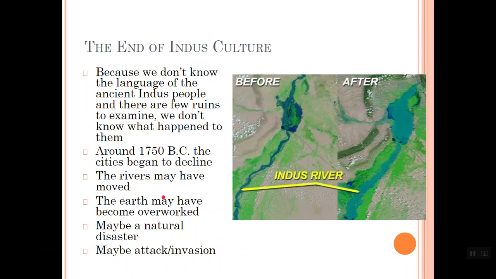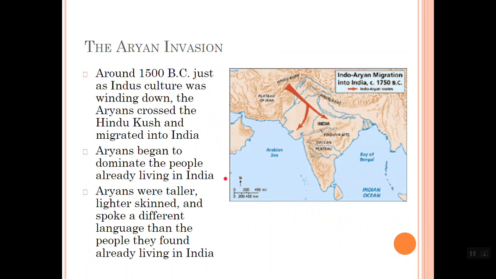Because we don't know the language of the ancient Indus people, and there are few ruins to examine, we don't know what happened to them. 1750 BC, around there, the cities began to decline. Rivers may have moved. The earth may have become overworked. Maybe a natural disaster, maybe an attack or an invasion. No one seems to know.